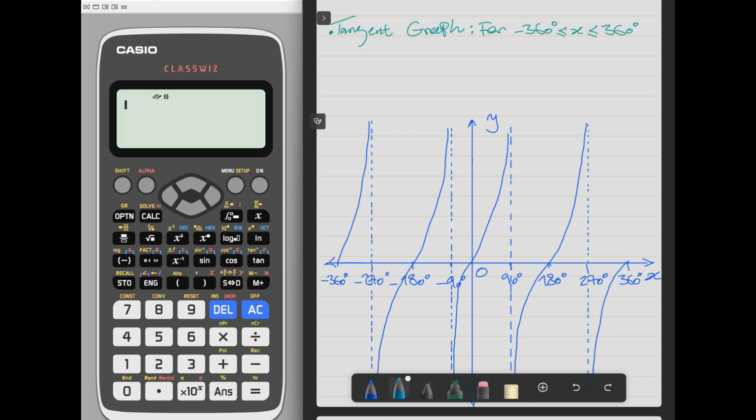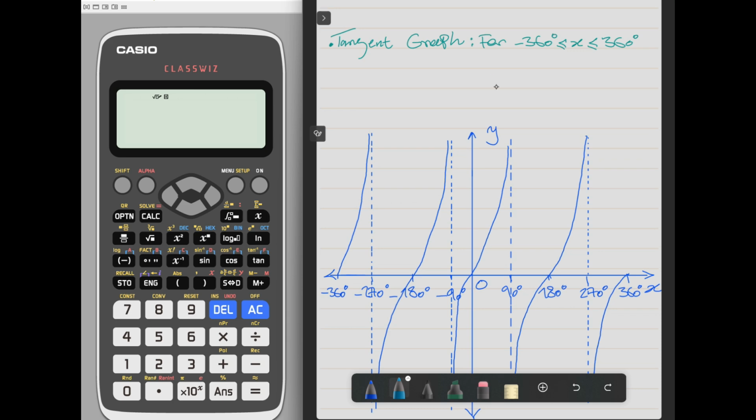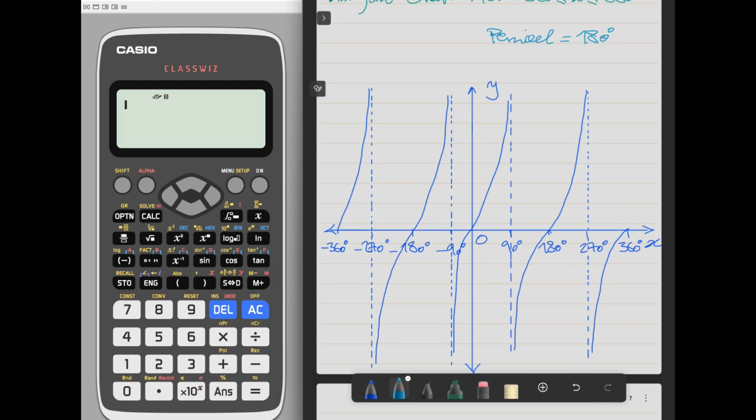As for the tangent graph, I can draw it for x between -360 to 360 degrees inclusive. And you see that the period here is going to be 180 degrees, guys. So it goes up, it goes up, it goes up again, and it goes up again. Every 180 degrees, this pattern is going to be repeated.